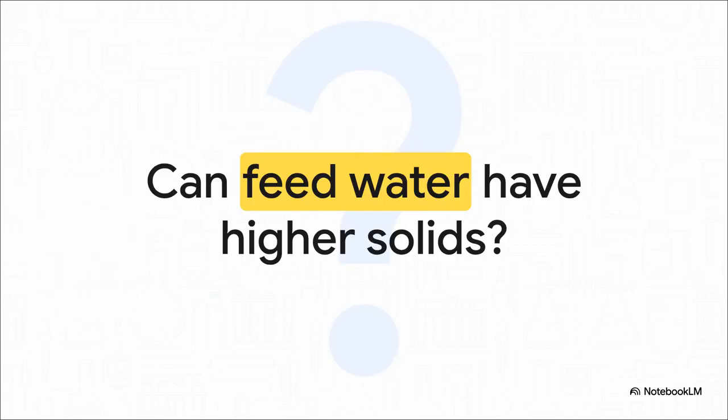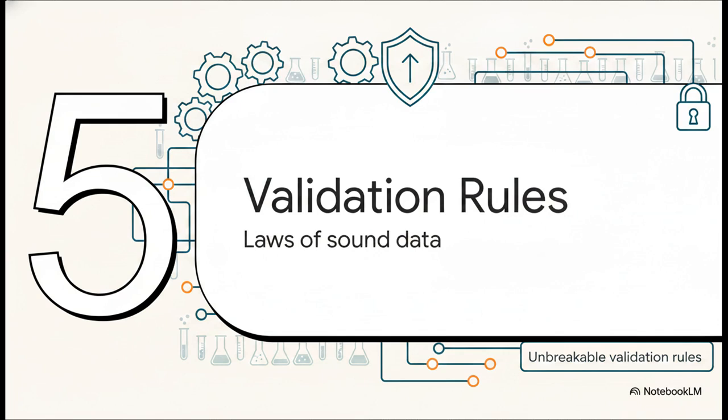Let's pause right here and apply a little common sense to our logs. Ask yourself, is it logically possible for your feeding water to have higher dissolved solids than your cooling equipment? The answer is a hard no. Your feeding water can literally never have a higher value than the equipment itself, simply because only reverse osmosis systems can actually eliminate total dissolved solids. Which brings us to part 5, validation rules.